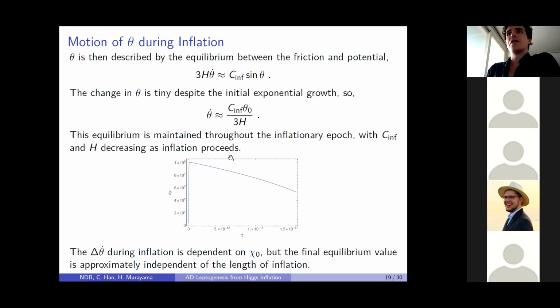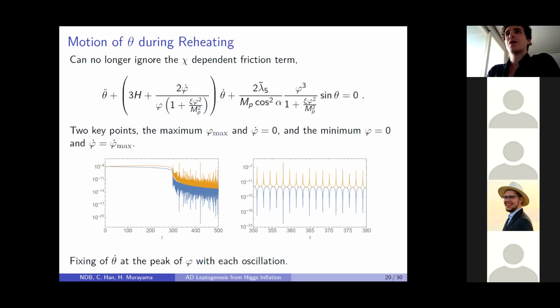Okay, so this is what happens over the inflationary epoch. And then we get the more complicated part of the setting, which is during reheating, when we have this oscillatory behavior in phi and in chi. Because of this, we have a rather more complicated dynamics of theta. So here is the equation of motion again.